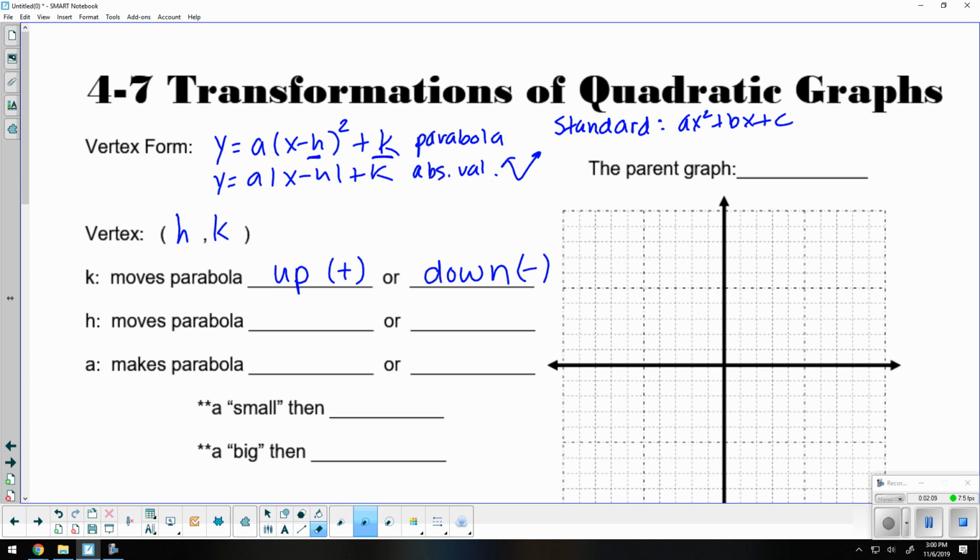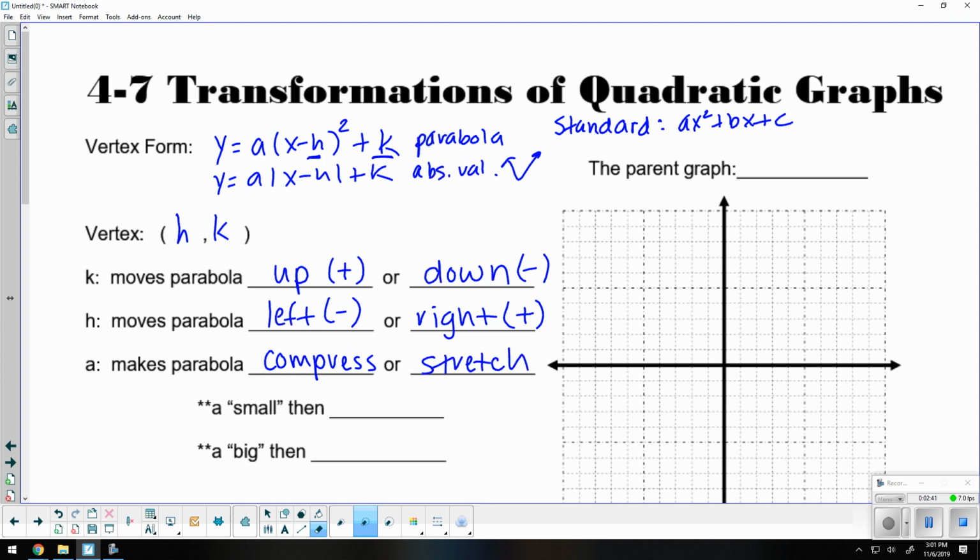And then h is going to move it. The way I always remember it, h for horizontal, meaning left or right. It's either going to move it to the left or to the right, depending if it's positive or negative. It goes to the left if it's negative, and to the right if it's positive. So just use your logic, your common sense, when you're thinking about that. A is going to make the parabola either compress or stretch, and it all depends on that a value.